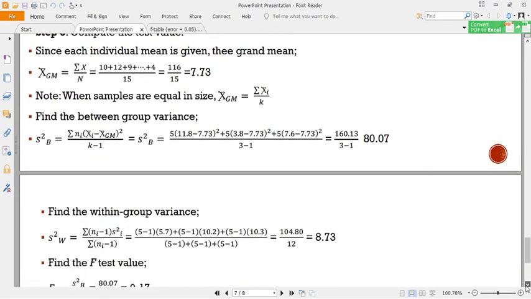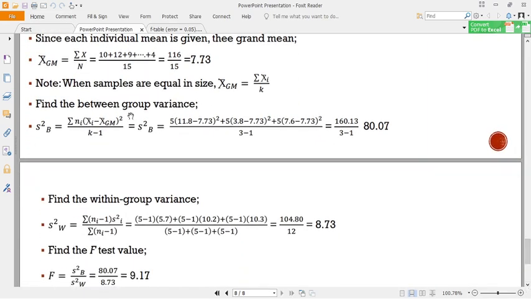So our next step is to find the between group variance, which is given by the summation of the individual sample sizes times the square of the difference between the individual means and the grand mean divided by k minus 1. So here we have our n. We have three groups, meaning we are going to add up three groups. So our first group, the sample size is 5.